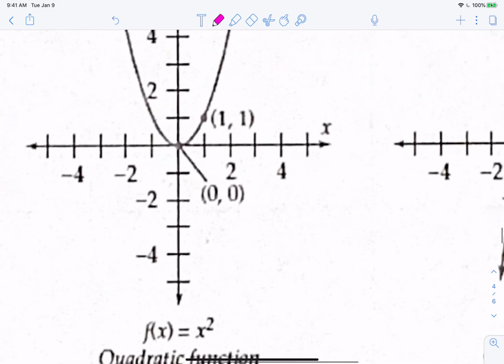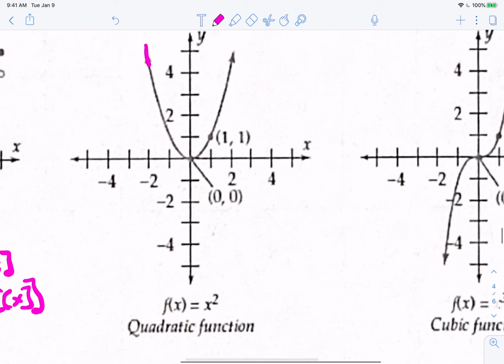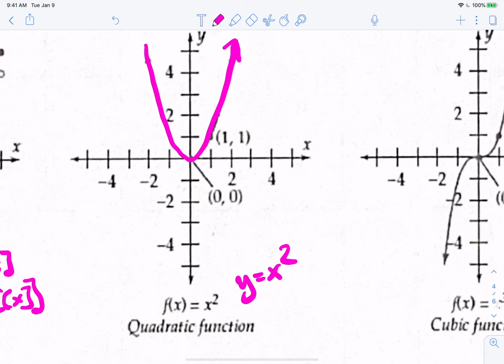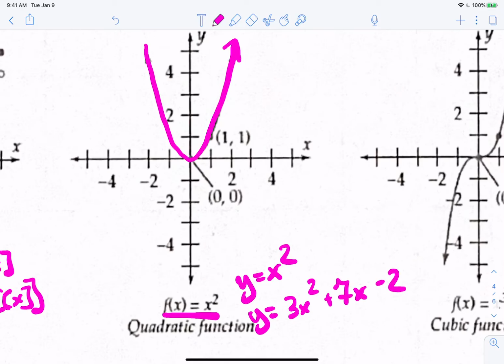All right, let's bump over to quadratic functions. These are all parabolas. Your parabola starts at 0, 0. y equals x squared is the parent function. They call it f of x equals x squared, but those mean the same thing. Quadratic, so it might not be just y equals x squared. Maybe it's y equals 3x squared plus 7x minus 2. That's an example of a quadratic function with all of this stuff in there, but it's just going to move that parabola around and make it skinnier, fatter, taller, shorter.